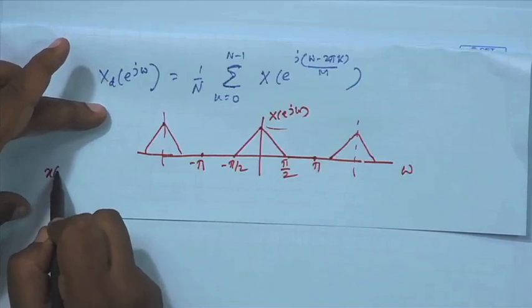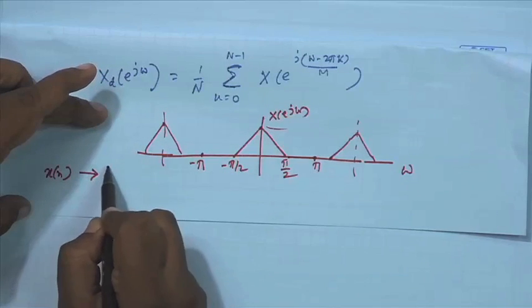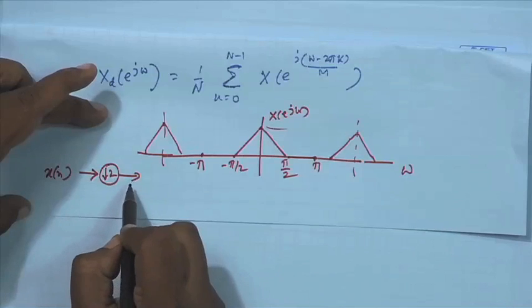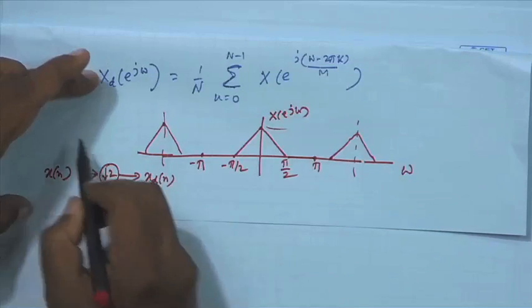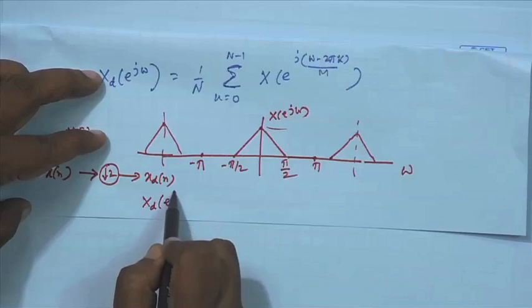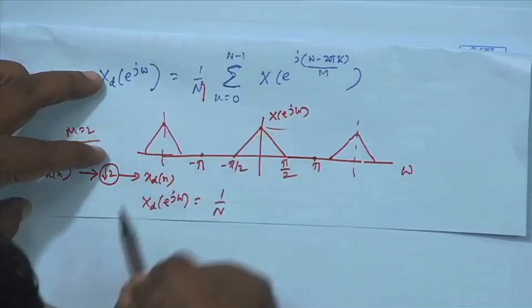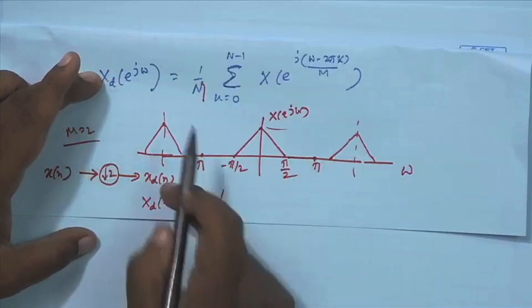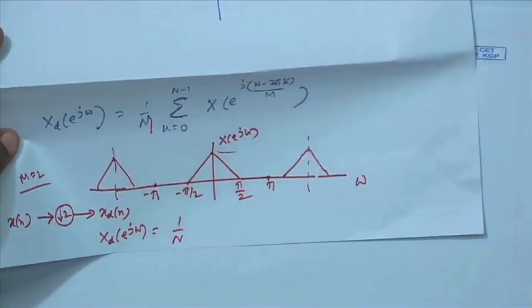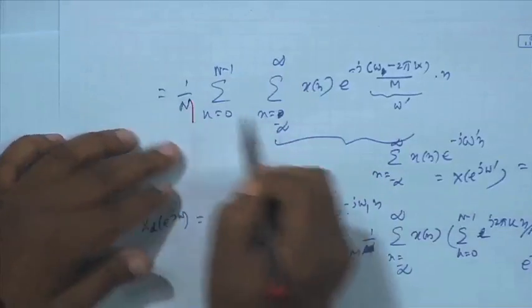Now, this x n has this DTFT, and this x n I am decimating by a factor 2 to get x d n, that is M equal to 2. Question is, what will be this X d e to the power j omega? That by this formula will be 1 by N, sorry, it is not N, it is M, everywhere I am making the mistake. There is no capital N here, it is M. Let me correct. This should have been M.